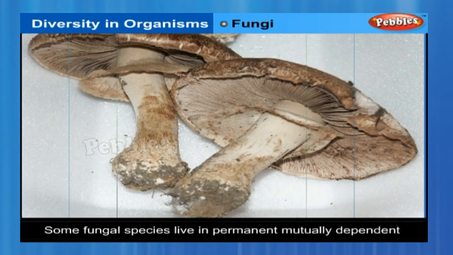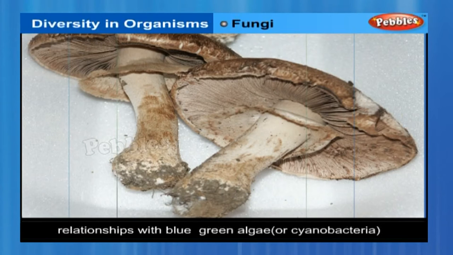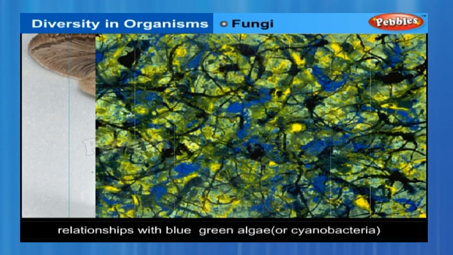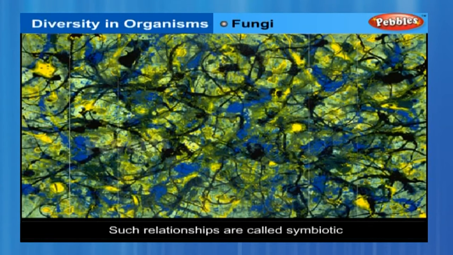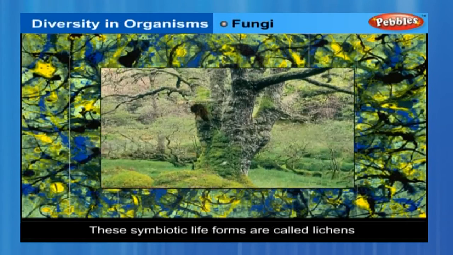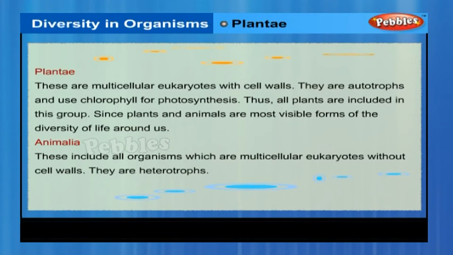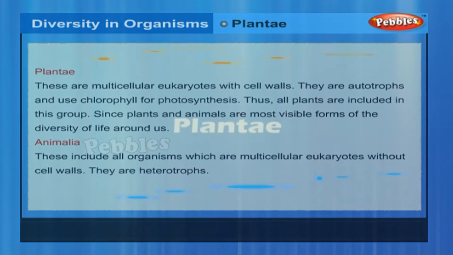Some fungal species live in permanent mutually dependent relationships with blue-green algae or cyanobacteria. Such relationships are called symbiotic. These symbiotic life forms are called lichens. Plantae. These are multicellular eukaryotes with cell walls. They are autotrophs and use chlorophyll for photosynthesis. Thus, all plants are included in this group, since plants and animals are the most visible forms of the diversity of life around us. Animalia. These include all organisms which are multicellular eukaryotes without cell walls. They are heterotrophs.